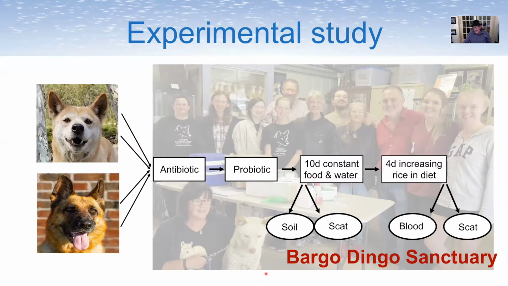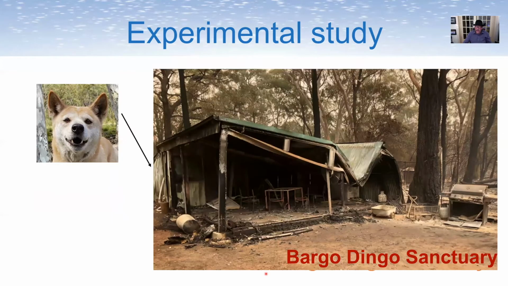So this is a picture inside the Bargo Dingo Sanctuary Visitor Centre, and it was just 2 months after this time that the fire swept through the Bargo Dingo Sanctuary, and this is the same visitor centre 2 months after. It was in December 2019, and as you can see, the visitor centre is completely destroyed. Fortunately, we were able to get all the dingoes out before the fire came through.